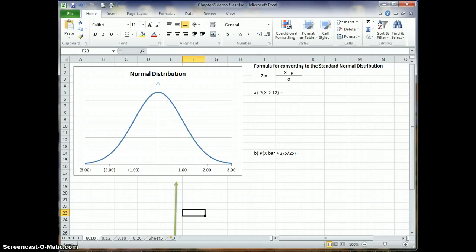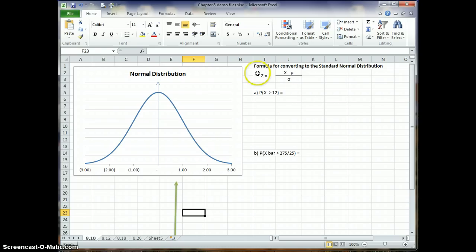Here we are on chapter 8, and we're going to start with problem 8.10, dealing with the number of pizzas consumed by university students. It says it's normally distributed with a mean of 10 and a standard deviation of 3. And so the question for part A is, what portion of the students consume more than 12 pizzas per month? So we need to convert that to a z-score.